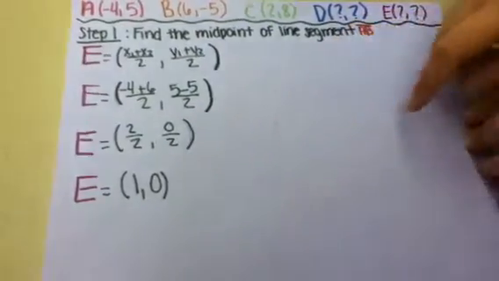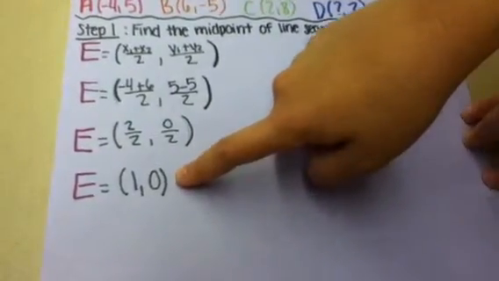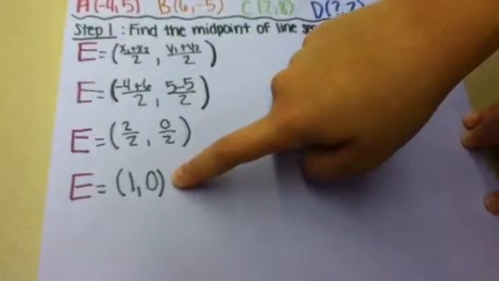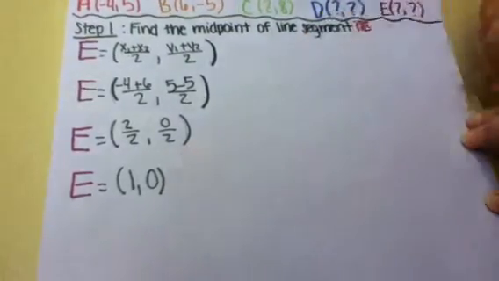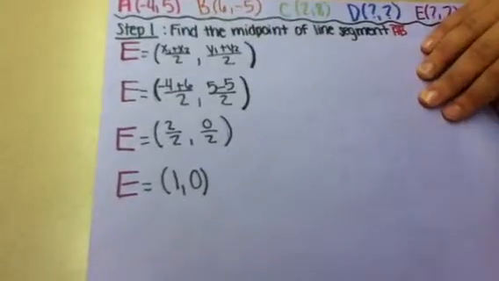So, -4 plus 6 divided by 2 equals 1, and 5 plus -5 divided by 2 equals 0. You have now found the midpoint, 1, 0.